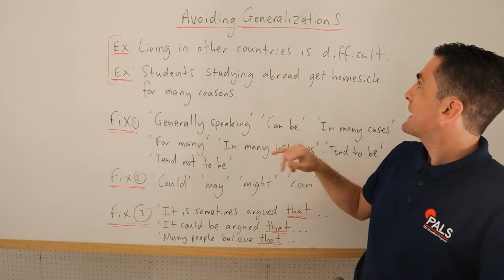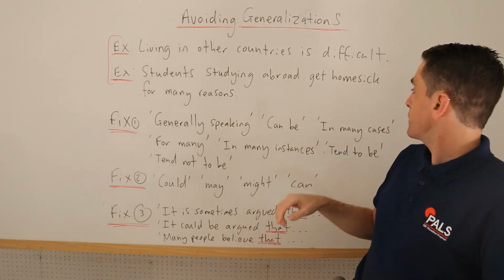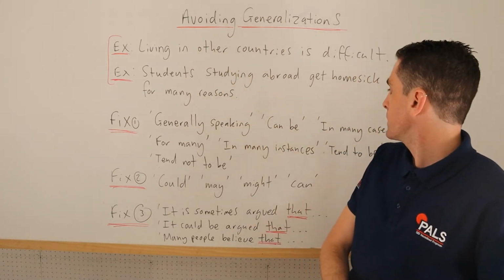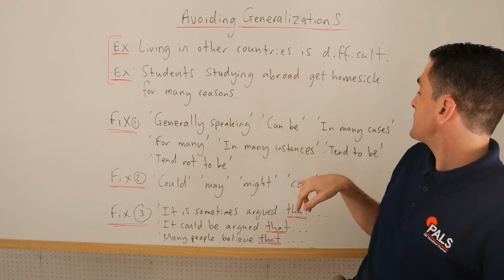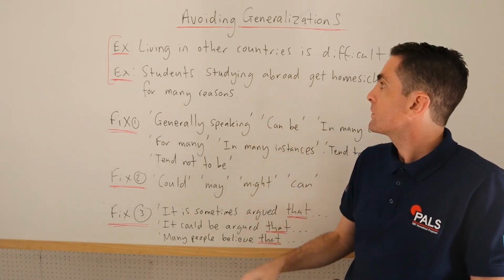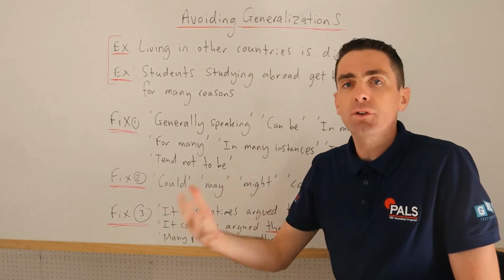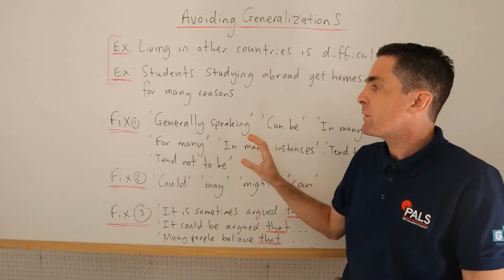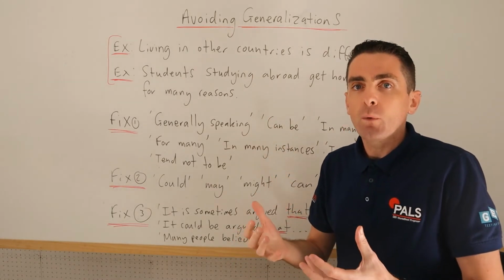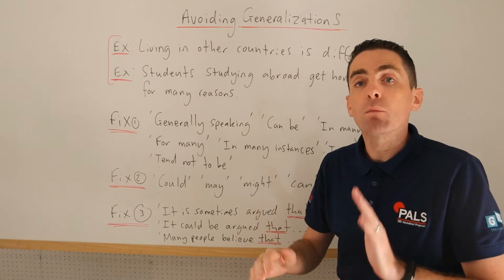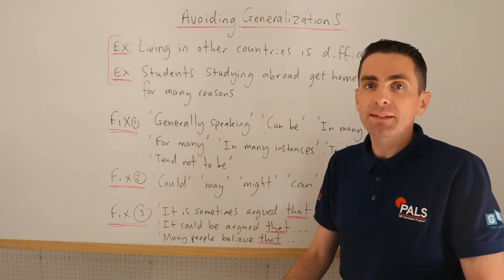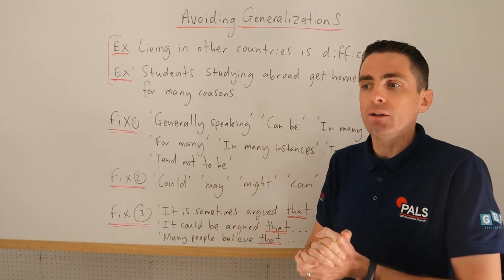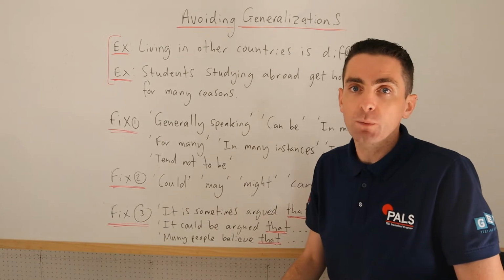Living in other countries can be difficult. In many cases, living in other countries is difficult. Living in other countries tends to be difficult. Or living in other countries tends not to be difficult for some. Okay, so by using these phrases here, we soften the language. We stop generalizing and our writing sounds more academic. Remember, this is an academic writing exercise, so we want to make our writing as formal and as ticking all the boxes for formality as we can.